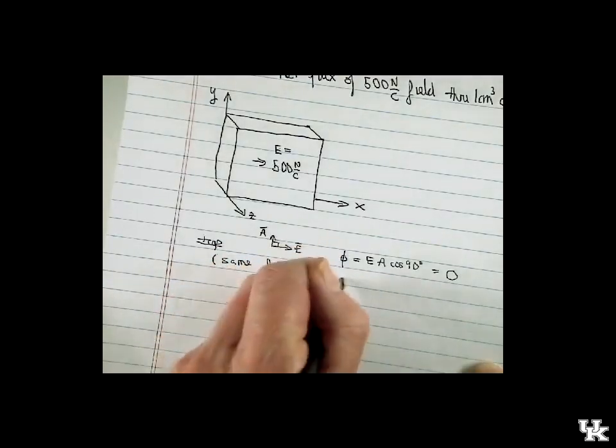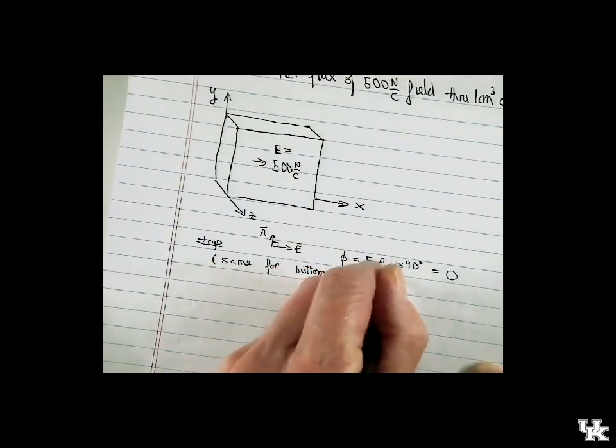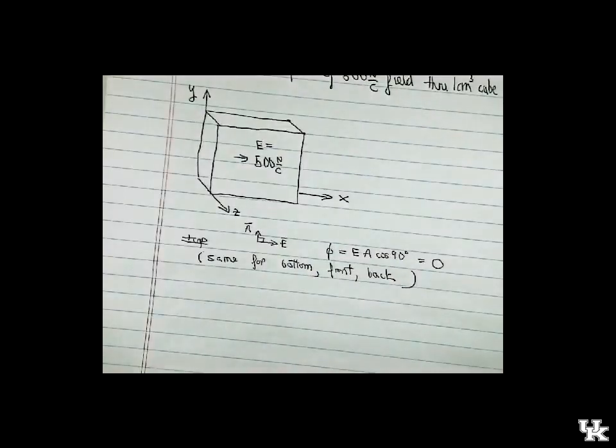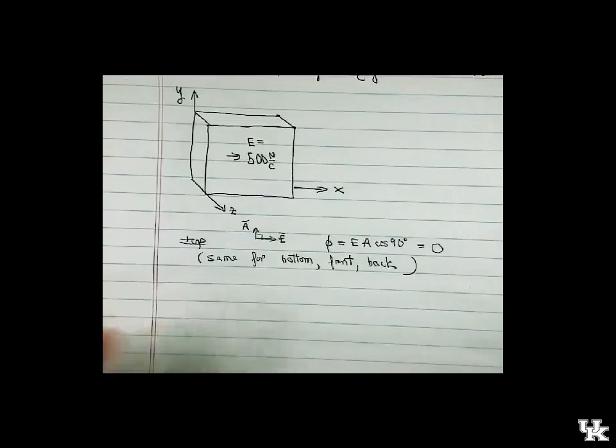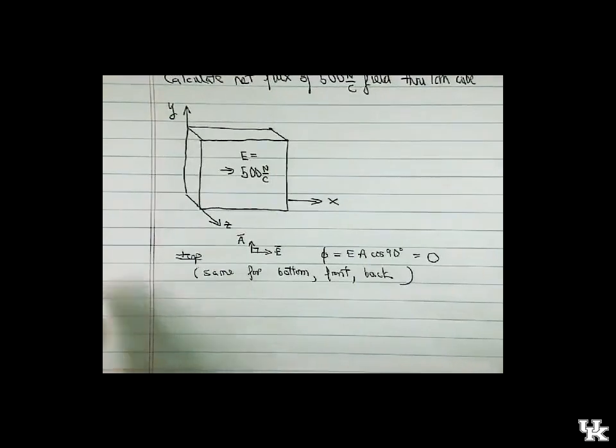And also the front and the back. All those four sides have E and A perpendicular, so all those four sides have 0 flux through them. That was pretty easy. We've done four out of the six faces without much work. Let's do the two other faces.